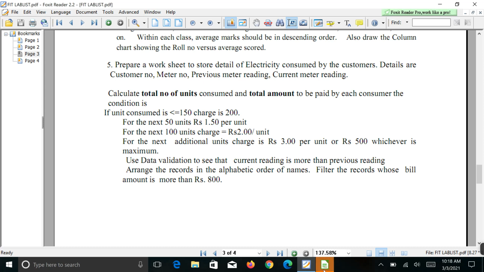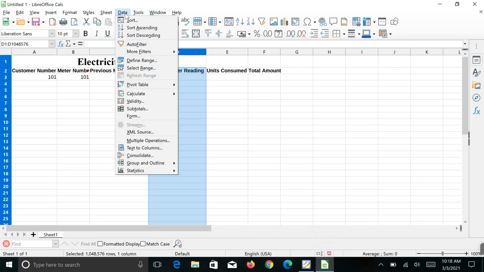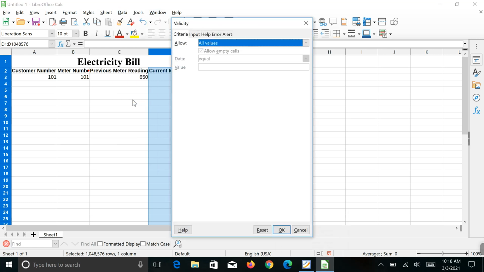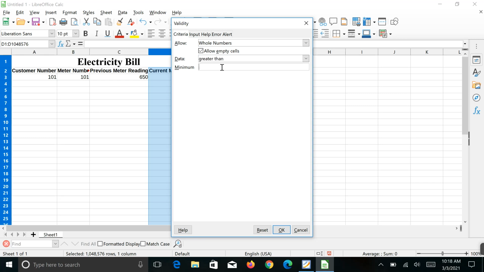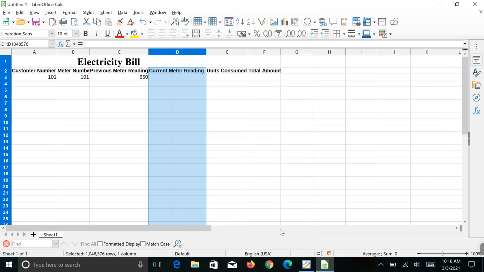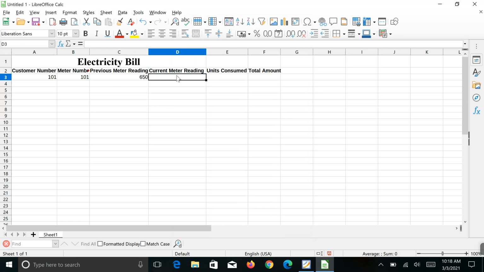So I need to give one data validation. So what is the data validation? I'll give the data validation. Validity for all values. So here for numbers, which is greater than, so I can say C, because C is the previous meter reading. Okay, now I will say 640.